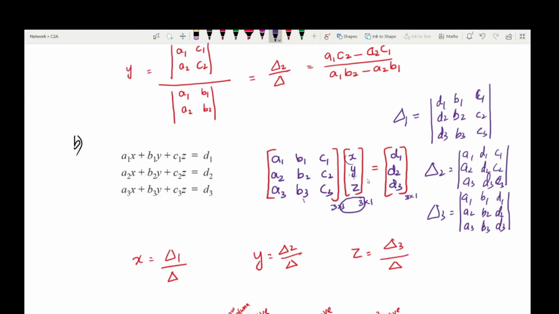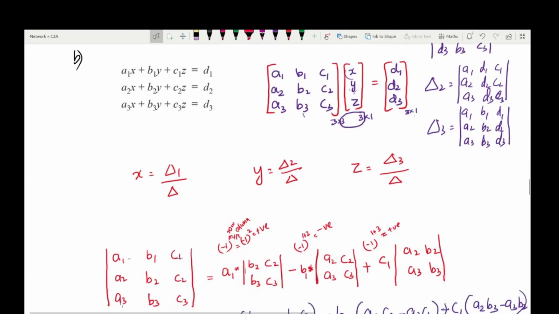Okay. In a similar way, how to solve these variables? Delta 1 by delta gives x. Delta 2 by delta gives y. Delta 3 divided by delta gives z. Clear? So how to find delta 1?